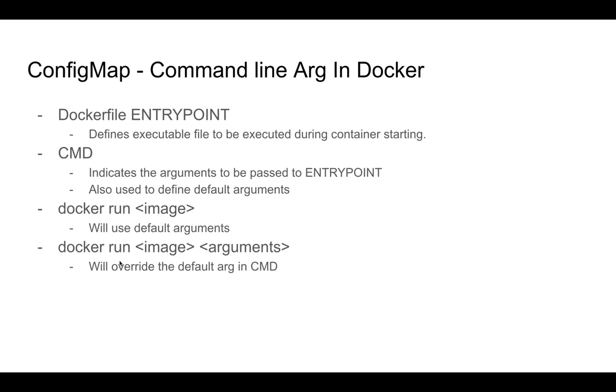If you use docker run and pass the image name, it will use the default arguments which you have passed in the CMD. But if you use docker run with the image and pass the arguments, then it will override the arguments which you have passed in the CMD option in the Dockerfile. This is just a refresher of your Dockerfile entry point and CMD.